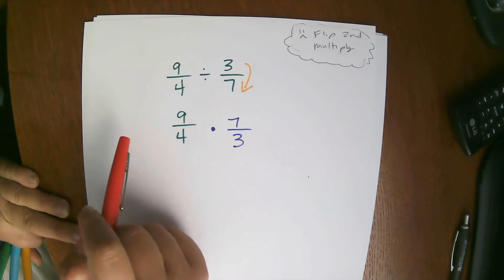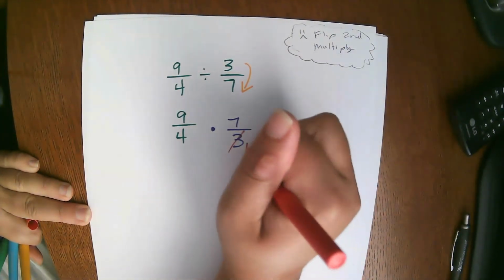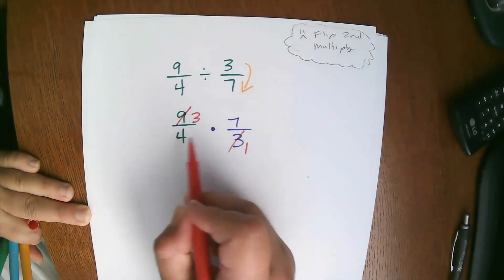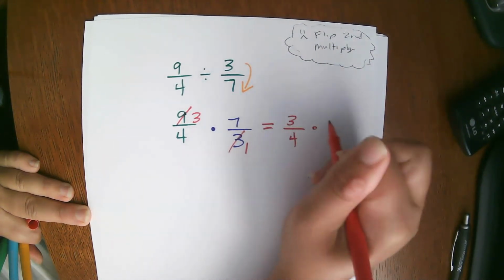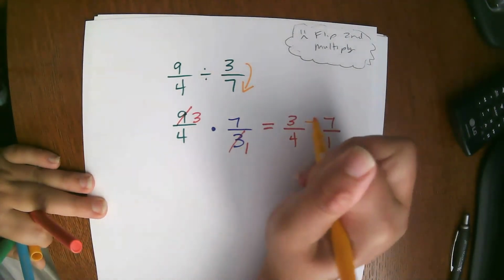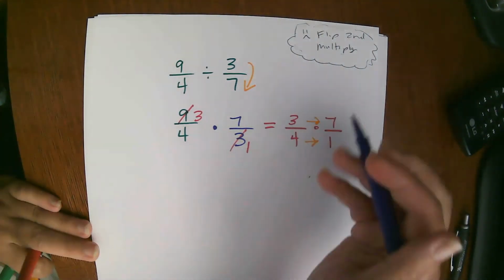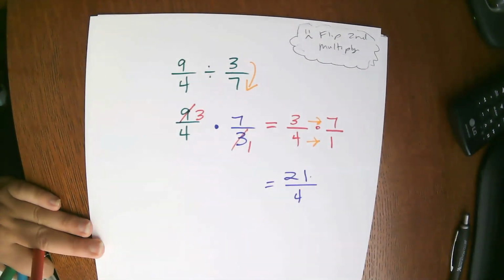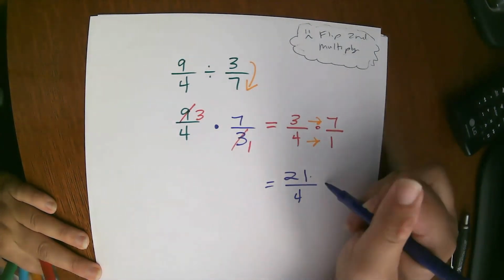Can you think of a number that can divide into both 9 and 3? Hopefully you thought of 3, right? So 3 divided by 3 is a 1, and 3 into 9 is a 3. Okay? If you want, you can rewrite this over, since it's getting a little messy, right? And then we multiply straight across. So 7 times 3 is 21. 4 times 1 is 4.